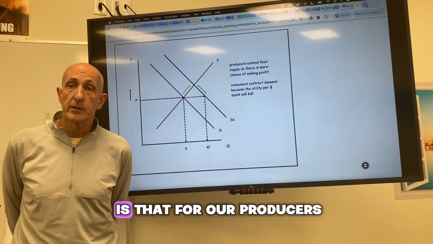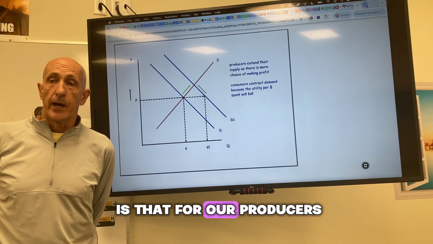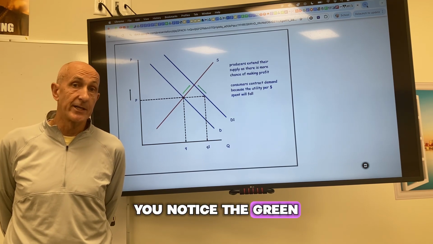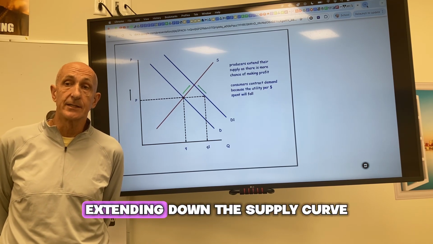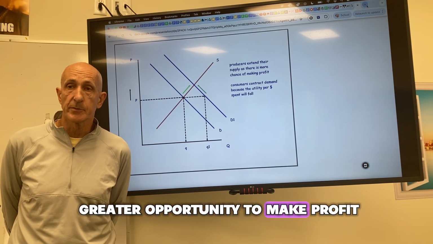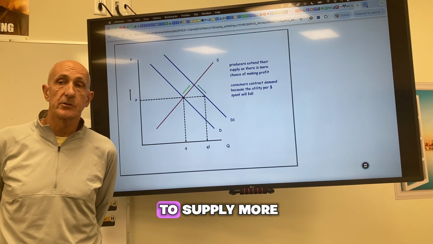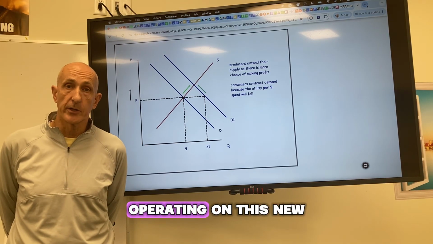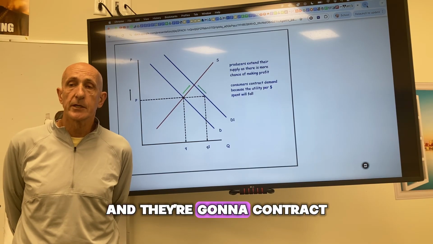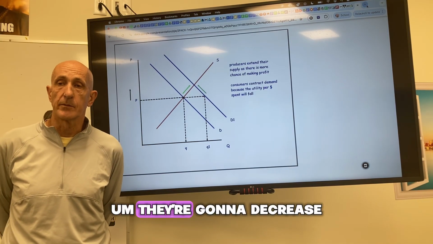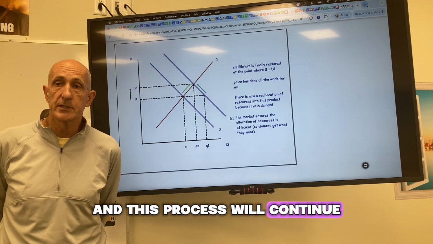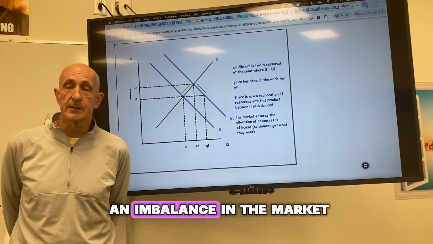So what's going to happen is that our producers are seeing a rise in price on that supply curve. You'll notice the green arrow moving, extending up the supply curve. As producers see a greater opportunity to make profit, they'll be willing to supply more, whereas the consumers operating on this new demand curve D1 start to see the price rise, and they're going to contract their demand. They're going to decrease their quantity demanded, and this process will continue all the while there's an imbalance in the market.